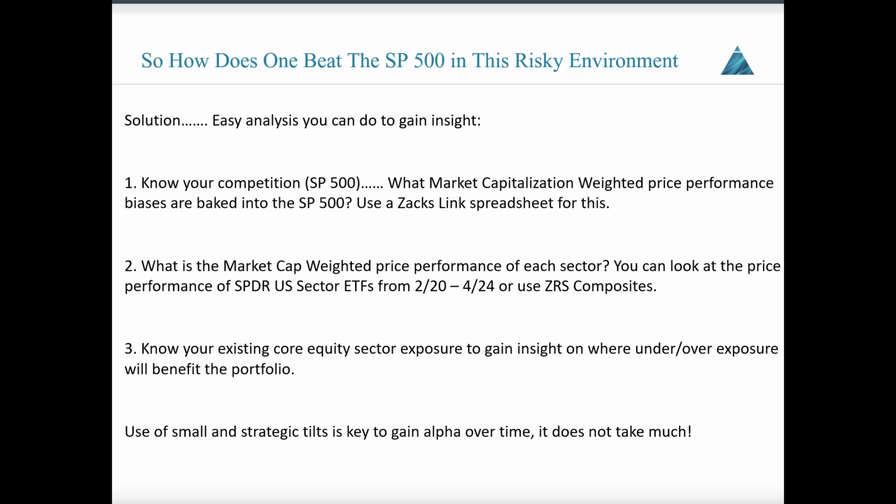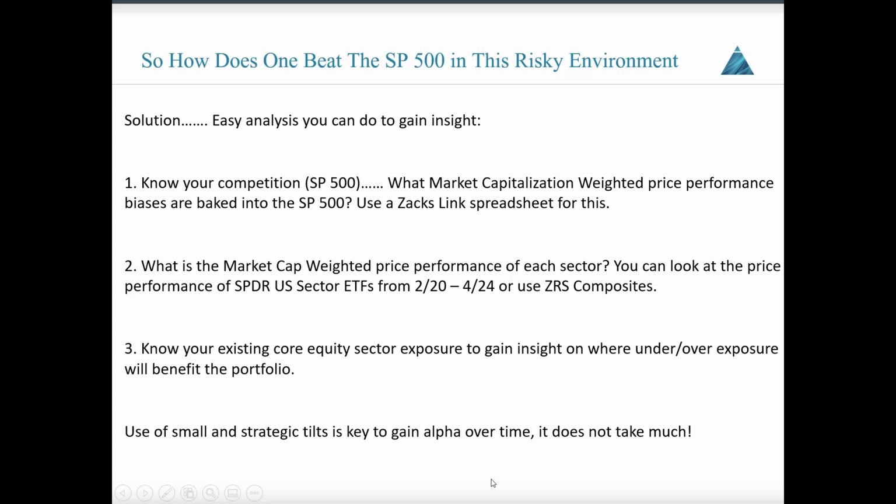The next thing I'm going to recommend is we need to know what the market cap weighted price performance is for each sector. This can be extremely valuable. If you know what your sector exposure is for your core portfolios, then you can look at the price performance of some of these other sectors and position your tilts accordingly. I have examples of everything we're going to walk through here in just a minute. And again, I already mentioned knowing your existing core equity sector exposure.